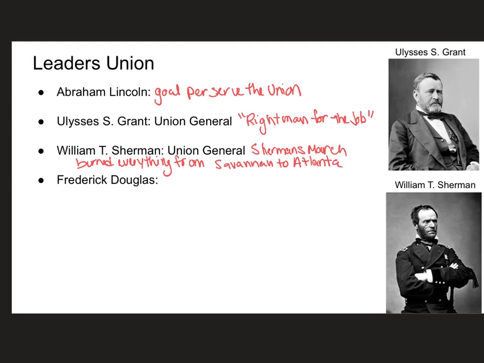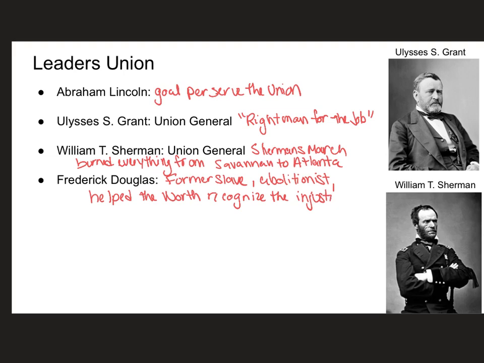Frederick Douglass was a former slave. He was an abolitionist. And he helped Northerners. This was really important. He helped the North recognize and understand the injustice of slavery.